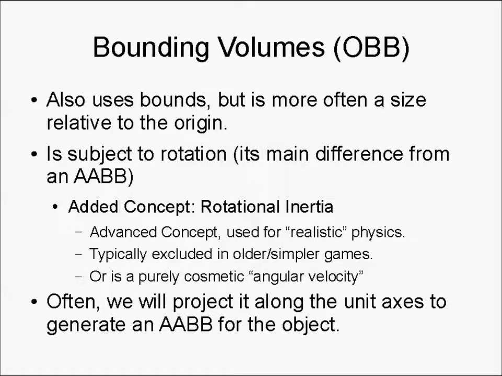Bounding volumes: OBB. It also uses bounds, but is more often the size relative to the origin. It is subject to rotation, its main difference from an AABB. Added concept: rotational inertia. This is an advanced concept, used for realistic physics. Typically excluded in older or simpler games, or used as a purely cosmetic angular velocity. Often, we will project it along the unit axes to generate an AABB for the object.